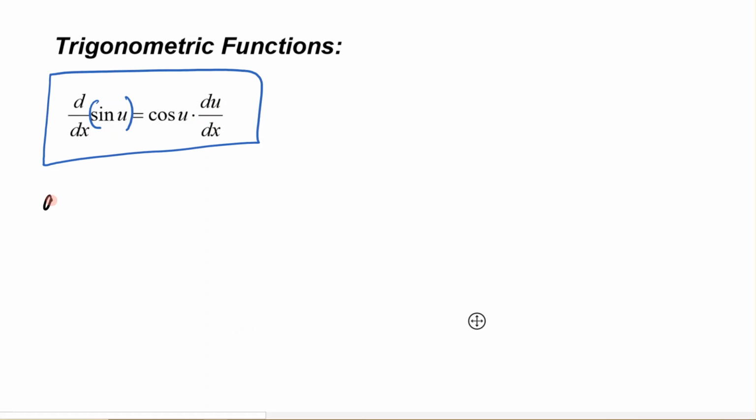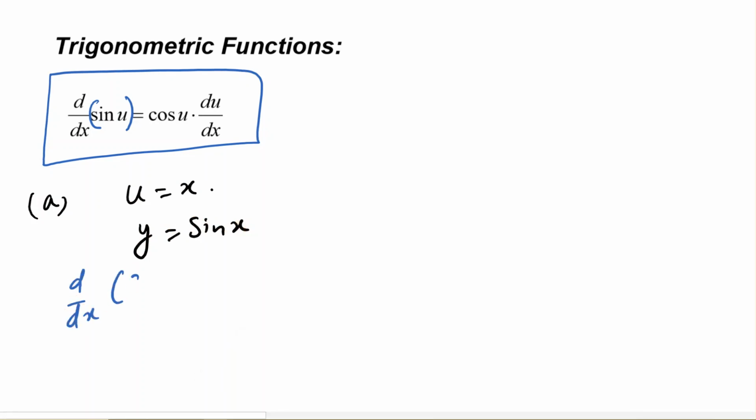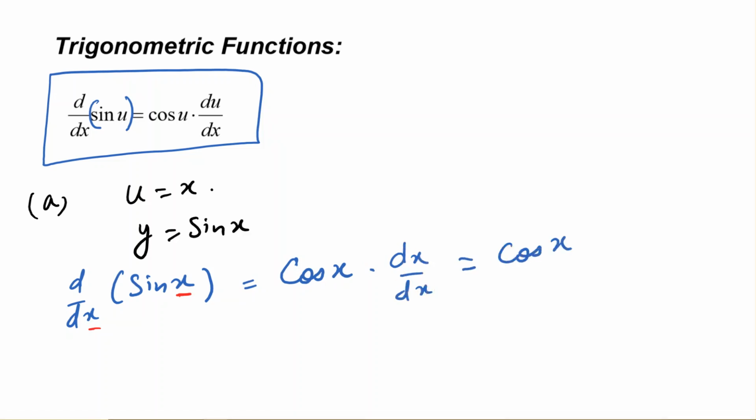So for example, if we have u equal to x, what do we get? Our function becomes y equals sine x, and we are interested in finding the derivative of sine x with respect to x. In that case, it would be cosine x. And since here we have x in place of u, it would be dx over dx, and overall we just get cosine x because this is simply 1. So the derivative of sine x is cosine x. That is what you need to remember.